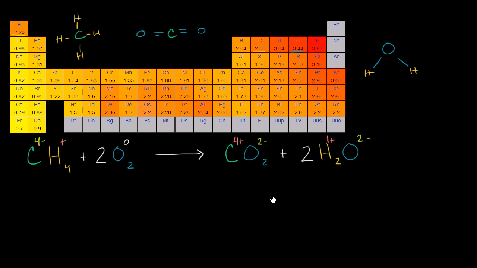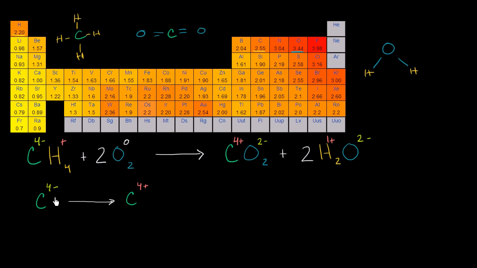So now that we've done that, let's think about who is getting oxidized and who is being reduced. So let's first focus on the carbon. The carbon starts off at an oxidation number of -4. The reaction takes place, and then carbon now has an oxidation number of positive 4.